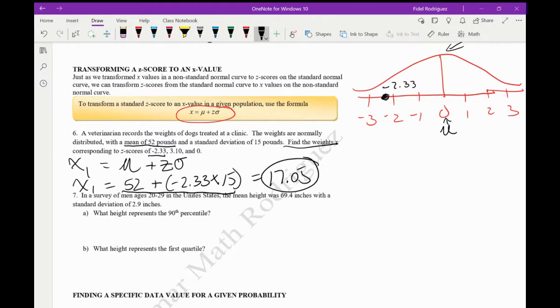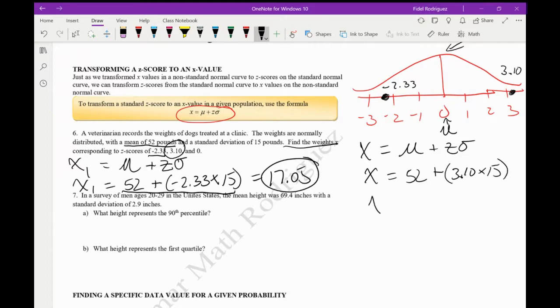Okay. Now I'm going to do the same thing again, and I'm going to use 3.10. I want you to think about what 3.10 would be. It would be all the way over there, right? And sorry, we're looking for the x value, not the z-value, because we're trying to find the weight of the dog. We're going to take 52 plus z, which is 3.10, times my standard deviation.